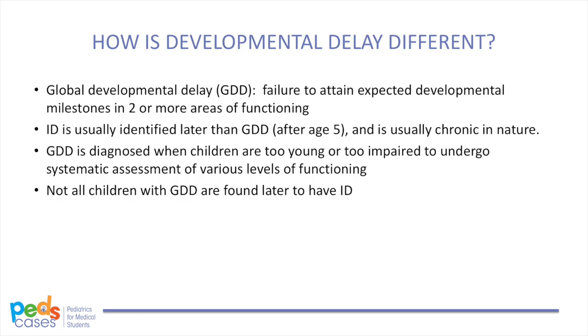Very good. GDD is diagnosed when children are too young or too impaired to undergo systematic assessment of various levels of functioning. So, let's say you suspect a child in your clinic to have ID. How are you going to go about diagnosing it? Well, I know that there are DSM-5 criteria for the diagnosis of intellectual disability, but I can't remember exactly what they are right now. You are correct, there are.